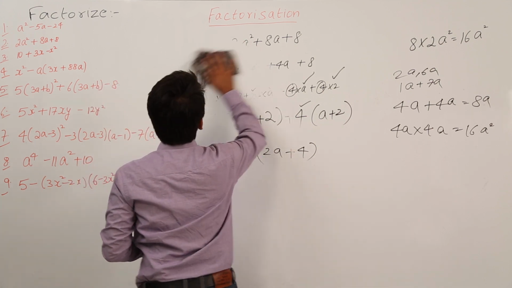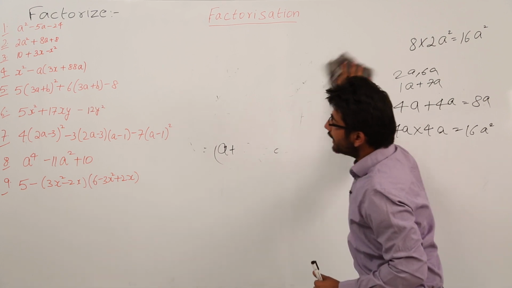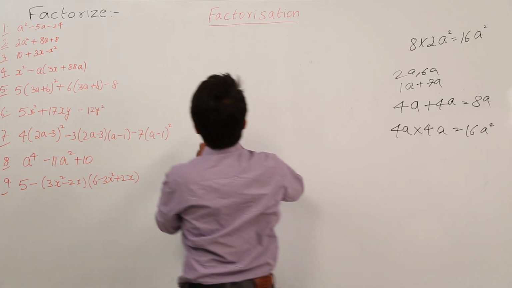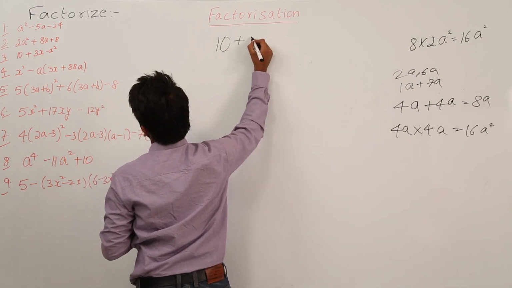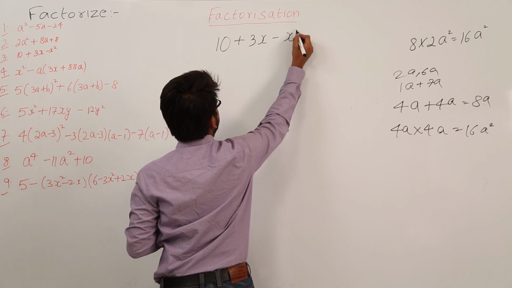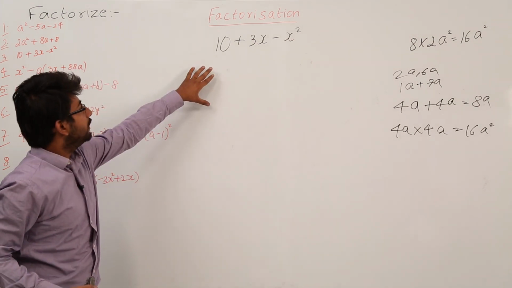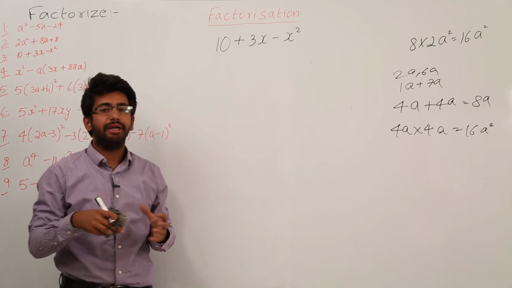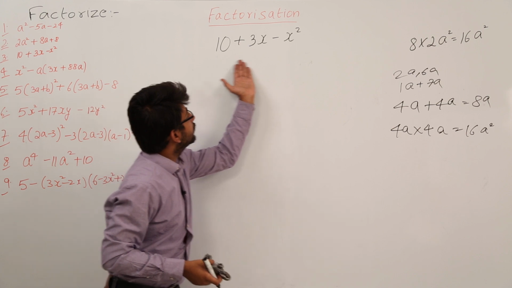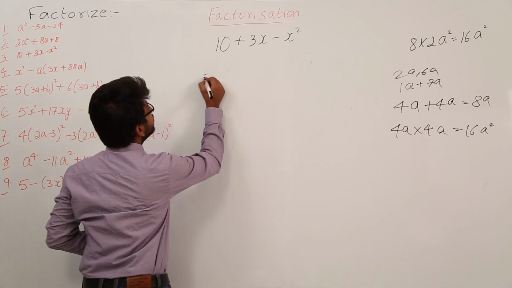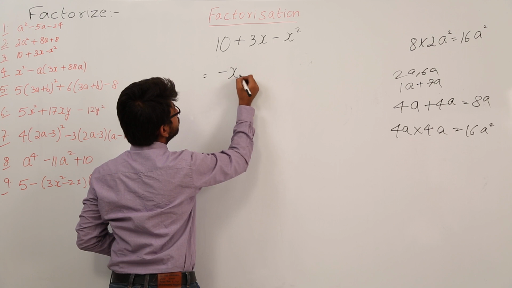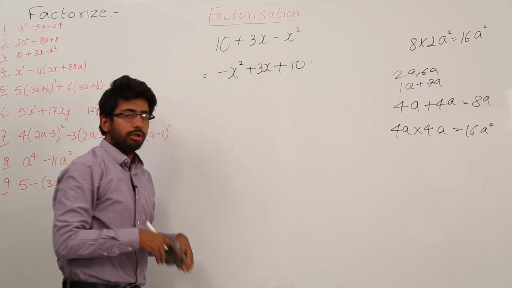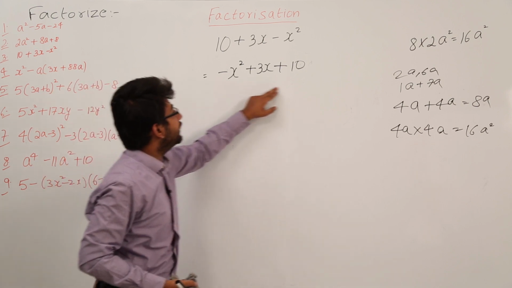Now let us see the third question, which is 10 plus 3x minus x square, right? Let us write this as 10 plus 3x minus x square. Now if you remember, we used to have the term with degree 2 to this side, right? We generally write it in that way. We can also solve it as it is, but it is better if you write it in the standard form. It is minus x square plus 3x plus 10, right? You don't need to get confused, just write it in the standard form.